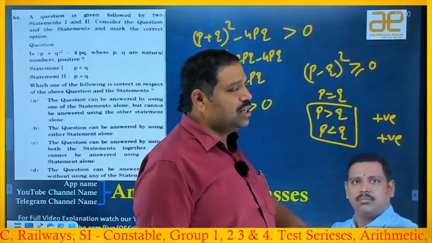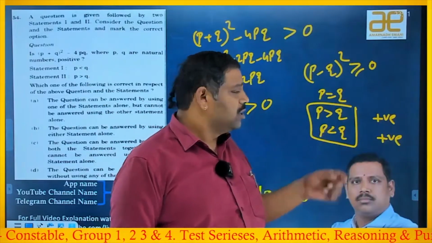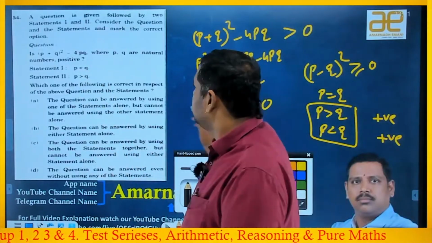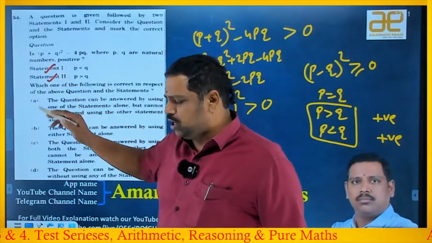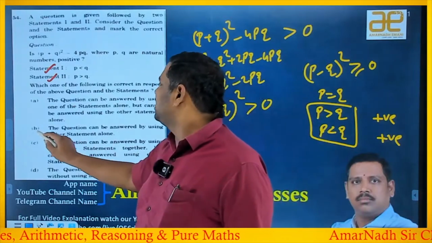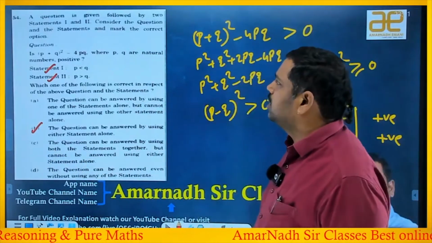Now in the statements, if you observe, the first one says that P is less than Q. Yes, I am happy. The second one says P is greater than Q. Yes, still I am happy. So either one is sufficient, no need to go with both, right? Any one is sufficient. The question can be answered by using either statement alone. So the answer is B. Let's see the next beautiful one.